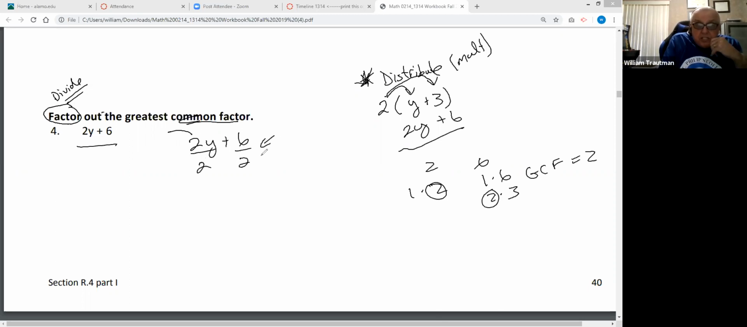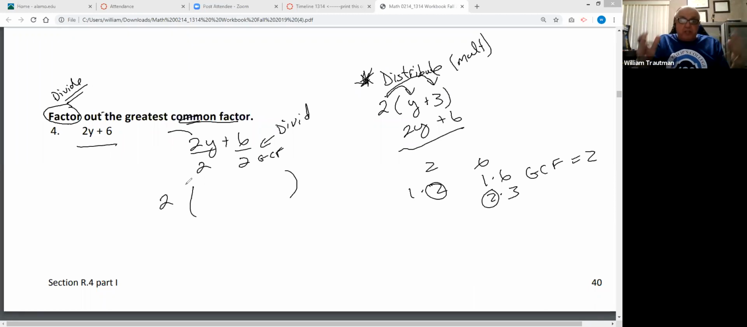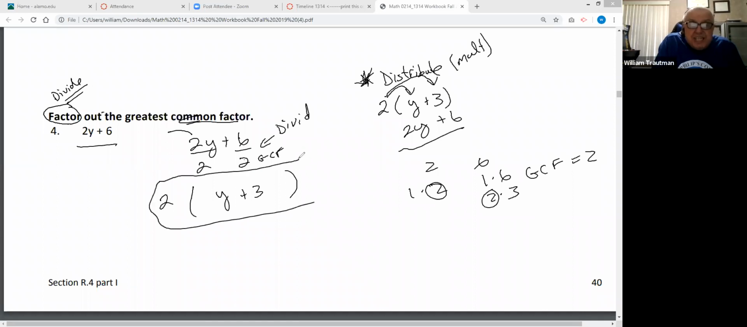So this is the GCF. I'm going to divide out 2. When I divide out 2, what I do is I put this 2 out here in front and create a parentheses. 2 divided by 2 is 1y. 6 divided by 2 is 3. Another way of writing 1y is just y. So this is factoring out the GCF.